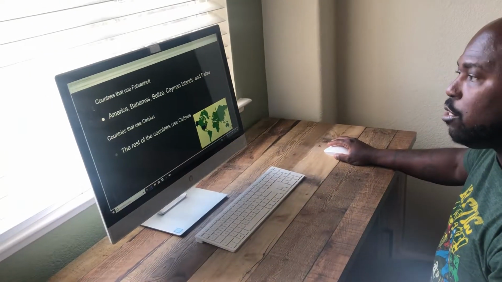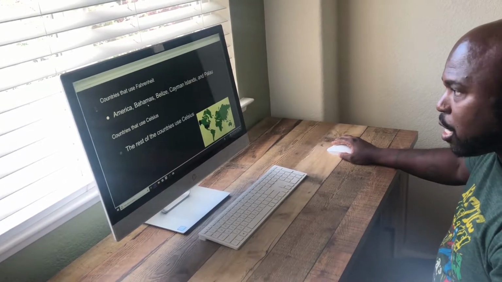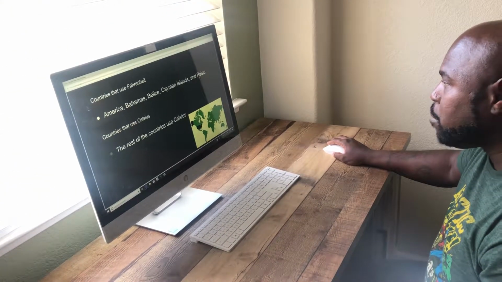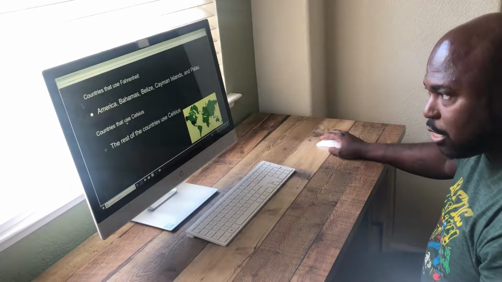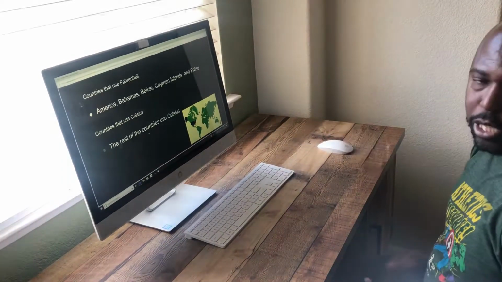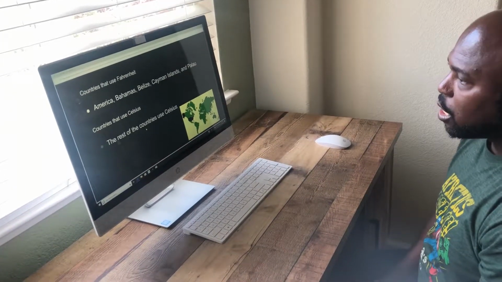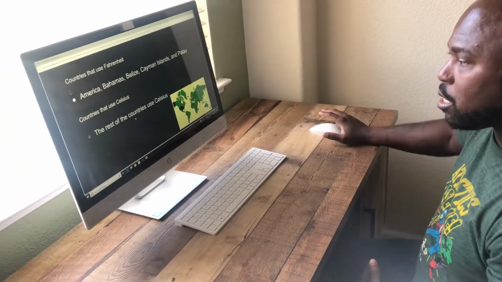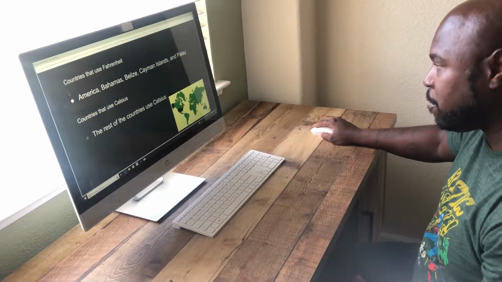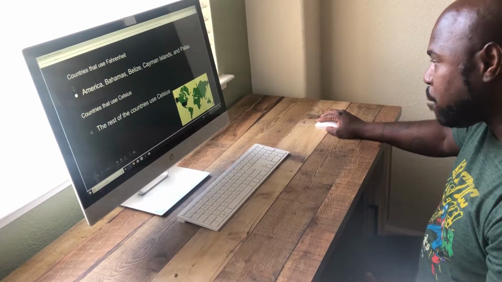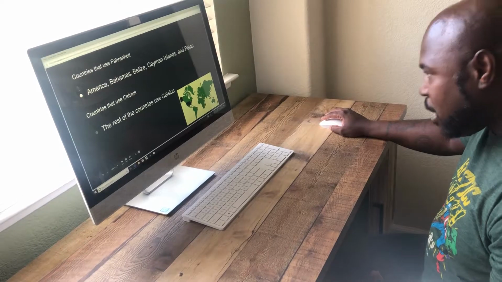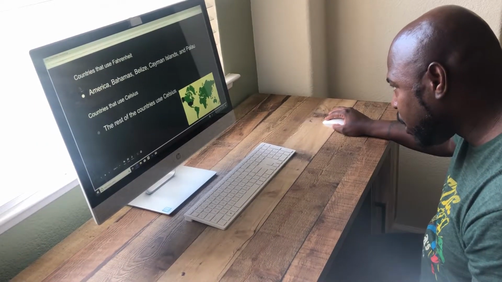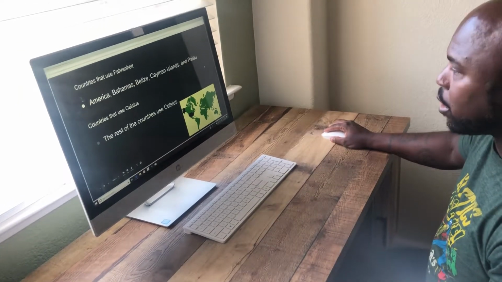Okay, countries that use Fahrenheit: America, the Bahamas, Belize, Cayman Islands, and Palau. Countries that use Celsius: the rest of the countries use Celsius, so it's a very small group of countries that still use Fahrenheit as far as determining the degrees of temperature of heat, as you can see on this map we have here. You can see the bigger countries here, and then smaller countries are there, and they're all dark.